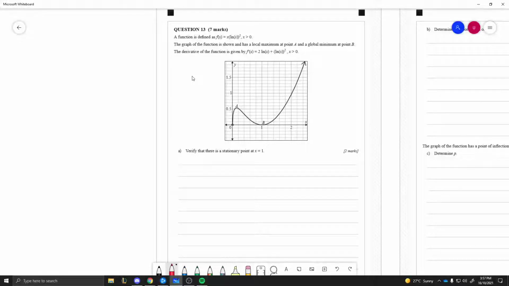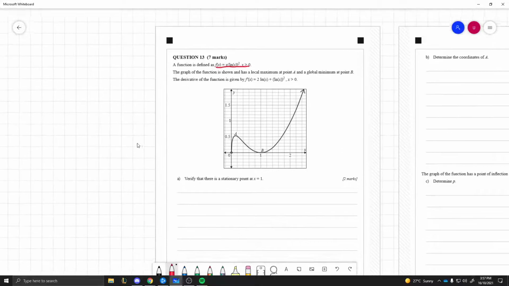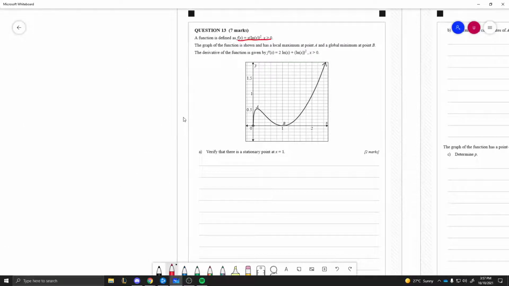Okay, so when doing this question, that's the function. Usually when I do a question like this, I write down the function again. So usually I just go f of x equals x ln x squared.